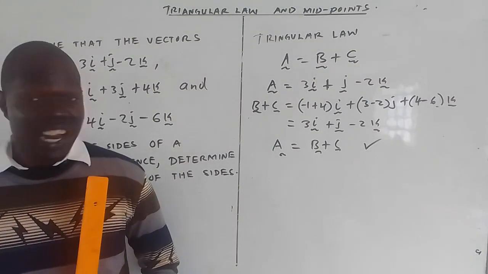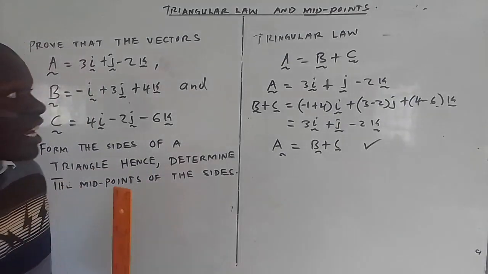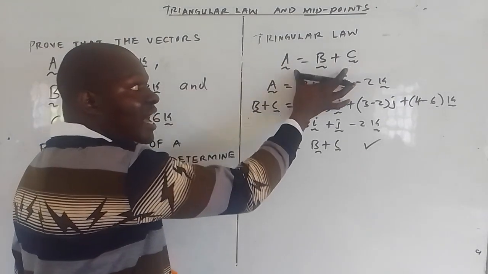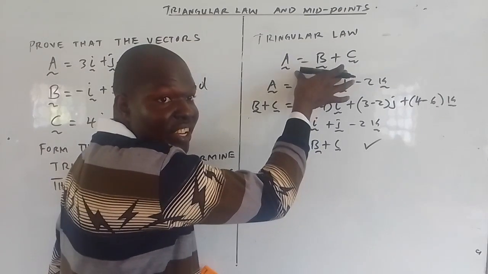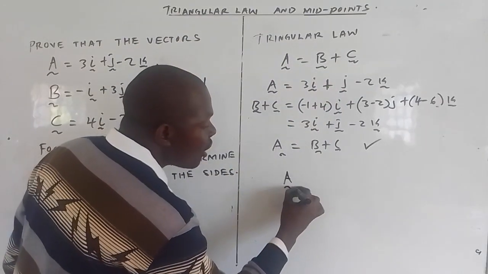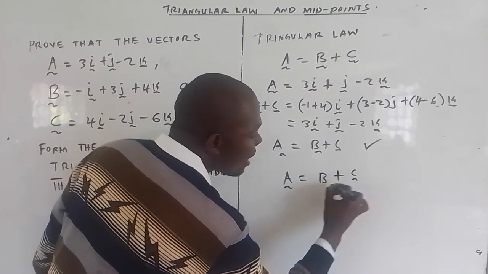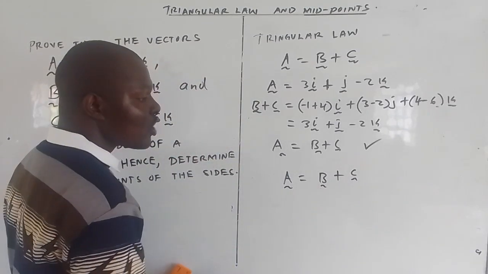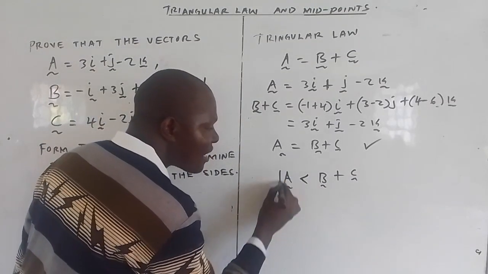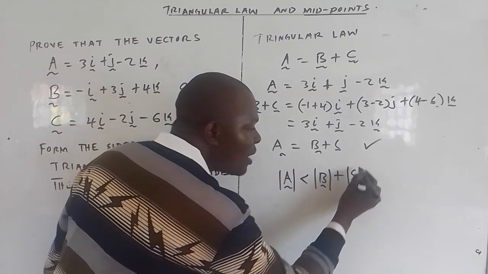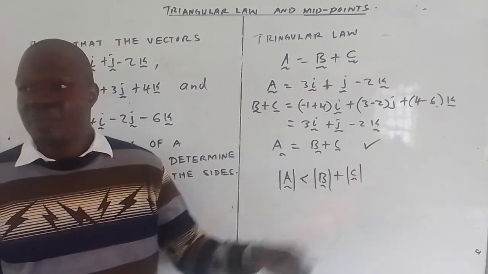So after proving the triangular law, the next thing you need to check, once you've seen the equation holding the triangular law, A is equal to B plus C, is the magnitudes. When you put the magnitudes, this sign should be less than. Meaning the magnitude of A should be less than the magnitude of B plus the magnitude of C.